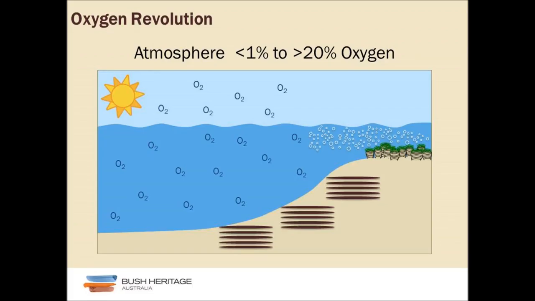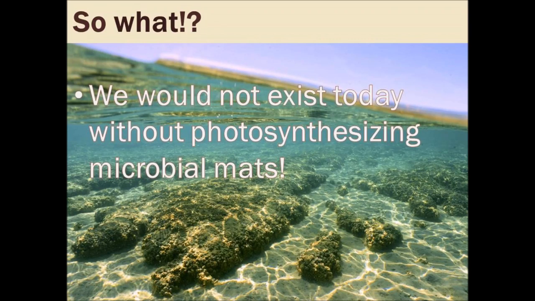So what was in early Earth a reducing, volatile atmosphere with less than 1% oxygen, now over millennia, we've changed to over 20% oxygen. And that change in the atmosphere is basically what allowed for evolution. So when you get to that "so what" question, you and I would not be sitting here today if it weren't for all that photosynthesizing activity from early microbial mats.